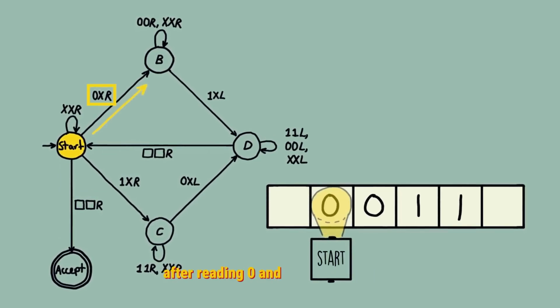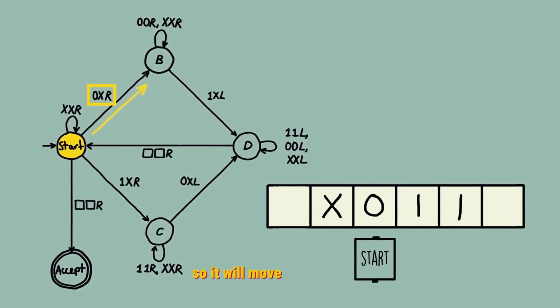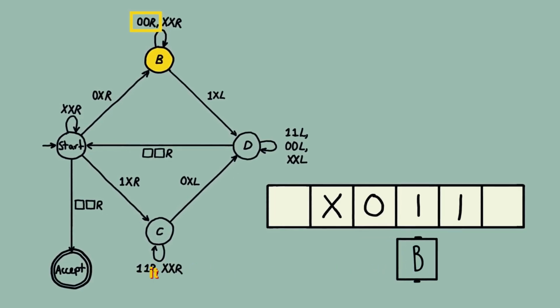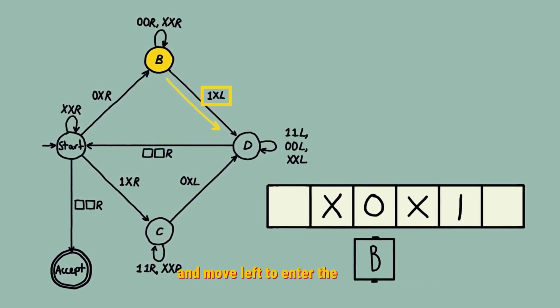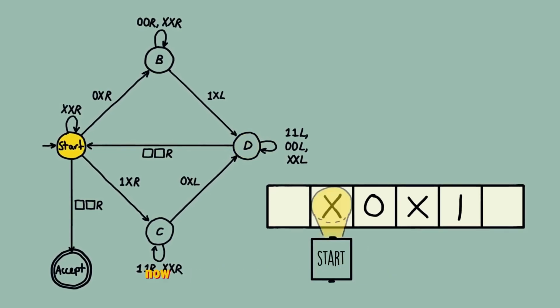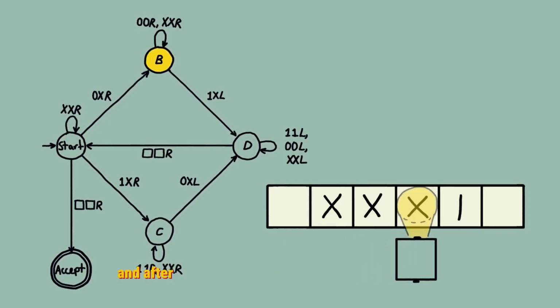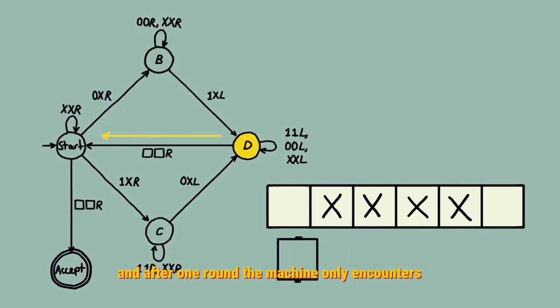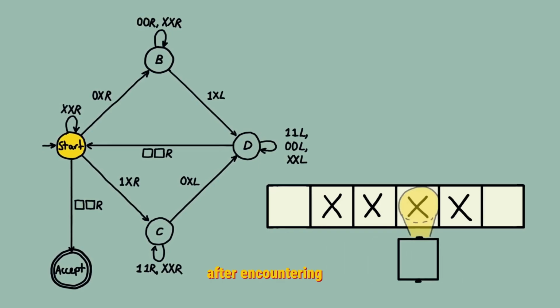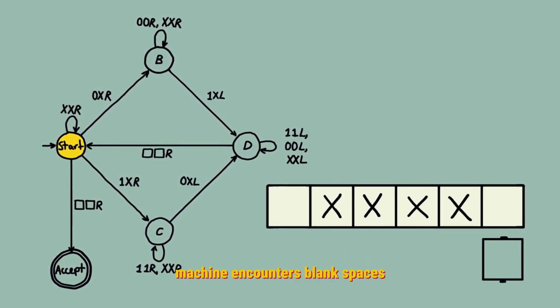After reading 0 and replacing it with x, now the machine needs a 1 to pair with. So it will move to state B, which will tell the machine that if it finds 0 or x, it will skip them and move on to find 1. When the machine finds 1, it replaces it with x and moves left to enter state D. State D tells the machine to start the whole process from the beginning. Now the machine repeats the whole process, and after one round, the machine only encounters x's. After encountering all x's, the machine encounters blank spaces, which means all ones and zeros are paired up.